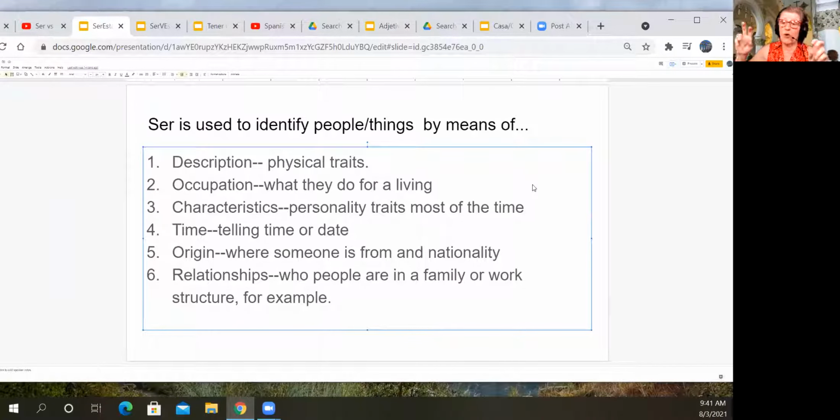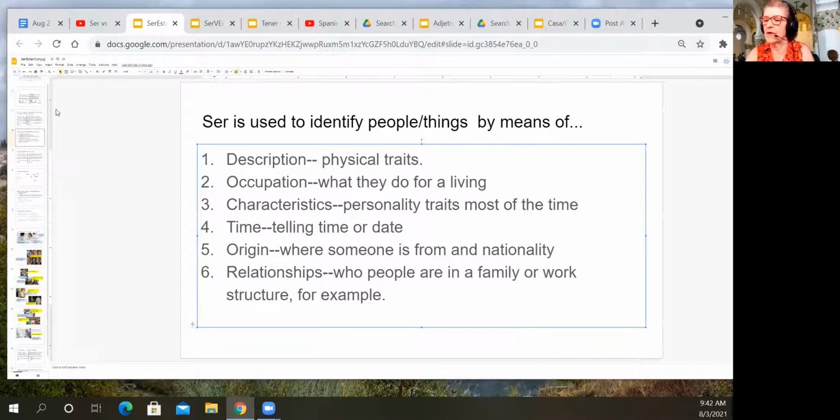considered kind of more permanent or hard to change, right? We use it for descriptions that are physical traits, the way the person looks, for personality traits as well, just the way that person generally acts, to talk about occupation, what you do for a living, we use ser. We use it for telling time. I'll probably get into a little intro with that the last session, but not today yet. Origin, where you're from, and relationships, because ser is used to identify who or what somebody is, okay?